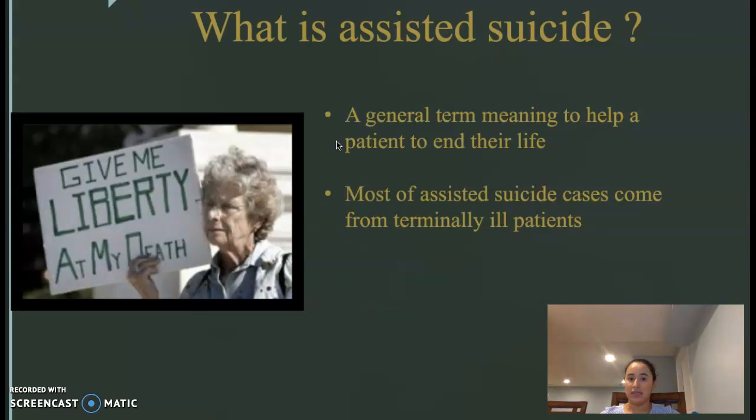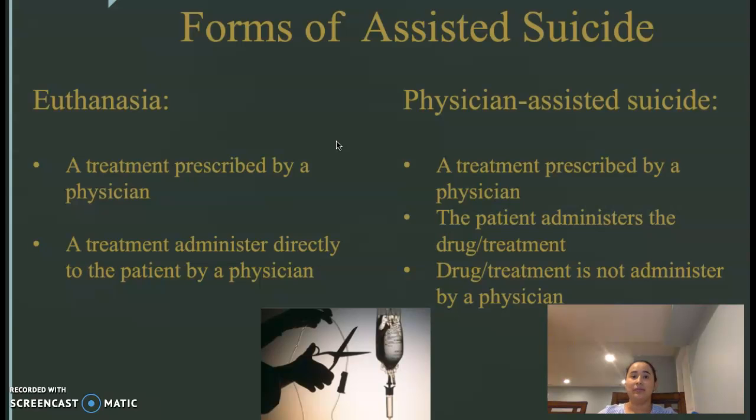What is assisted suicide? Assisted suicide is a general term for helping a patient to terminate their life. Majority of assisted suicide requests are from terminally ill patients. There are 2 types of assisted suicide. We have euthanasia and physician-assisted suicide. Euthanasia is when the physician prescribes the treatment and the physician administers the drug to the patient. On the other hand, we have physician-assisted suicide. A physician prescribes the treatment, but the patient administers the drug, unlike euthanasia where the physician administers the drug.